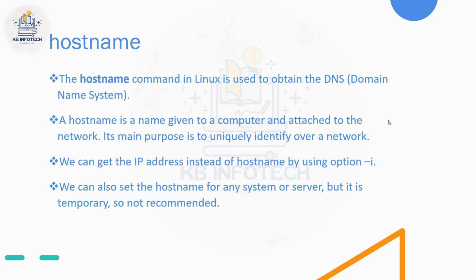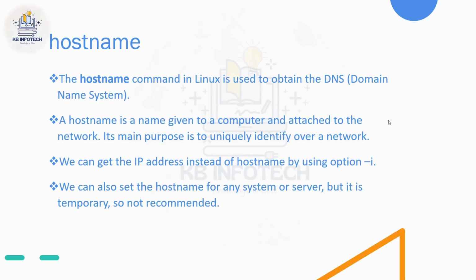Say we have many servers over a network. How do we identify each server on the network? So its main purpose is to uniquely identify a system over a network. To identify any server or system over a network, the host name or the IP is the way to find them, right? You already know that. We can get the IP address instead of the host name by using the option -i along with the hostname.